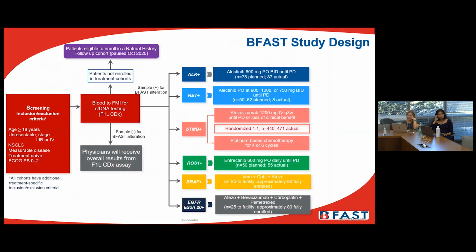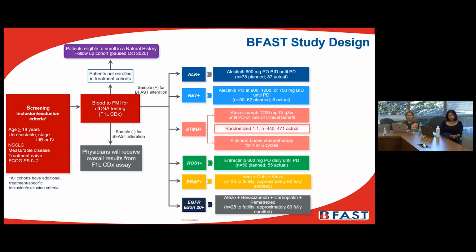So we start on the left where patients are screened by 2 tubes of blood, and that's sent to FMI for central testing in their lab in Cambridge. And if an actionable alteration is discovered here, one that's covered in the BFAST study, which is in all those different colors, the patient will then be advanced to specific screening for that molecule to make sure they meet the rest of the inclusion criteria for that molecule.